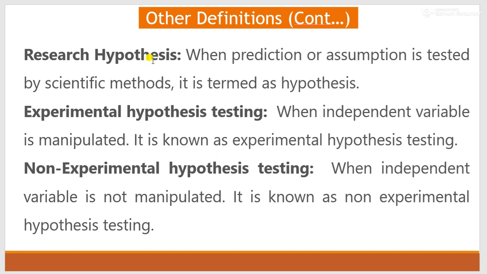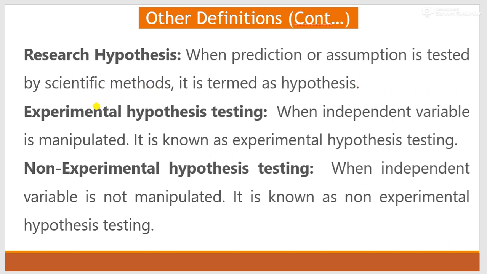Now what is a research hypothesis? When a prediction or assumption is tested by scientific method, it is termed a hypothesis. So a research hypothesis is a prediction which can be tested by scientific methods.